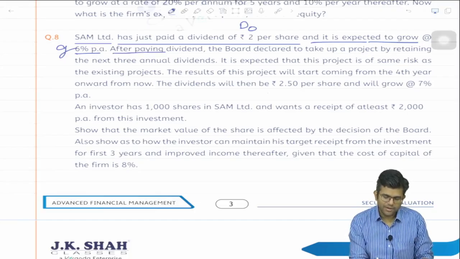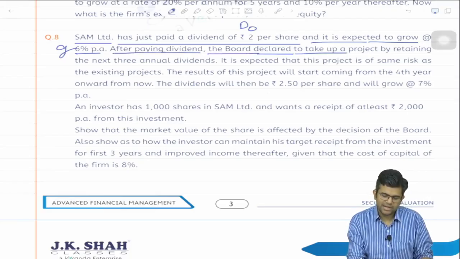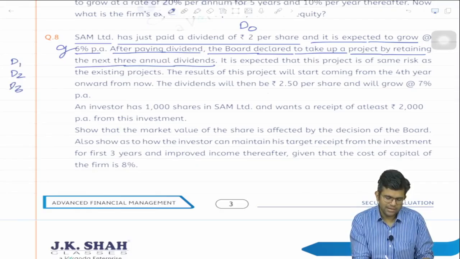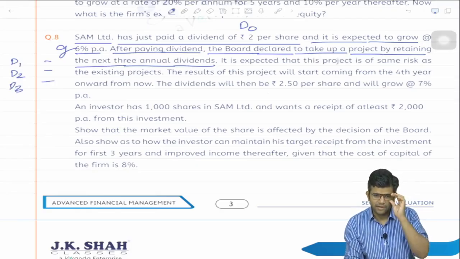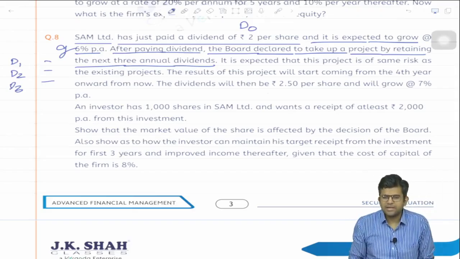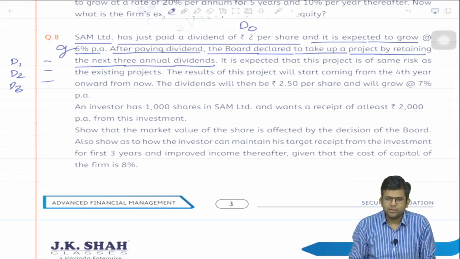Now, after paying the above dividend, the board of directors declared to take up a project by retaining the next 3 annual dividends. Look at the screen. That means D1, D2 and D3. They are saying we will not give. Everyone clear? We will not give D1, D2 and D3. We will say, but you said it will grow at the rate 6% per annum and all. What happened? You are reducing it by 100% now. You are understanding? You are making it 0.